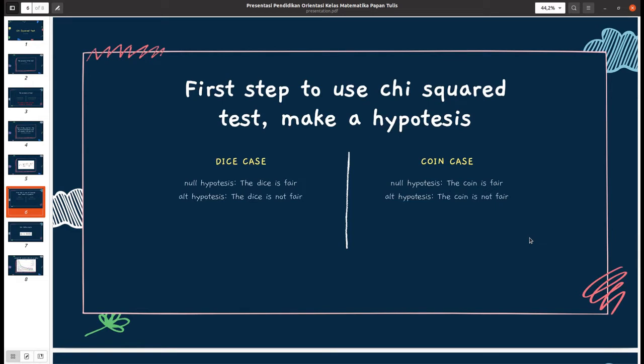And this is the step-by-step procedure of using the chi-square test. First we must make a hypothesis. For the dice case, the null hypothesis is that the dice is fair, and the alternative hypothesis is that the dice is not fair. And for the coin, the null hypothesis is that the coin is fair, and the alternative hypothesis is that the coin is not fair.